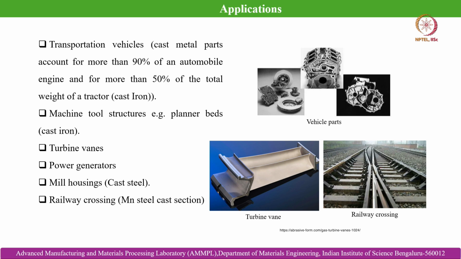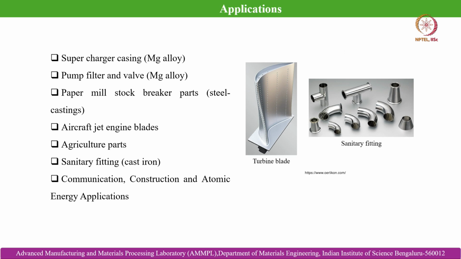Examples include turbine blades, power generators, mill housings, railway crossings, etc., and others like supercharger casting out of magnesium alloy, pumps, filters, valves, and aircraft jet engine blades, which are generally manufactured by the directional solidification route. Even single crystal castings are achievable. We will discuss it later in the course. Sanitary fittings, communication, construction, and atomic energy application based components can also be manufactured by the melting casting route.